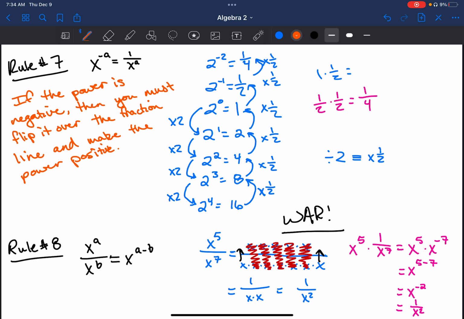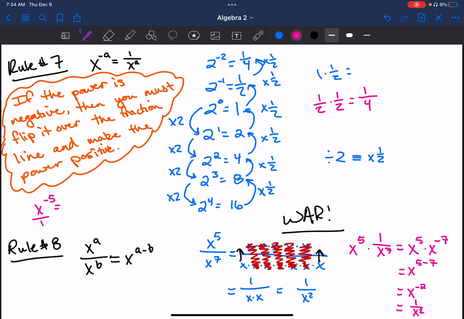So if you have this little sentence here, use it. It's a command. So if you have x to the negative fifth, well, flip it over the fraction because everything is over 1. So flip it over the fraction, you get 1 over x to the positive 5. You also get, what if you have 1 over y to the negative 2? It's on the wrong side of a fraction. Flip it up. You get y squared over 1.